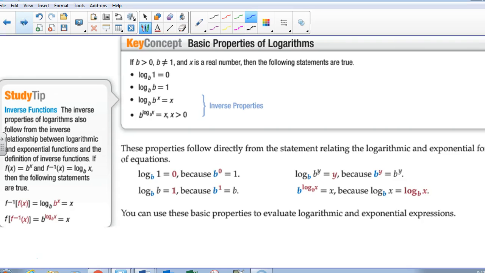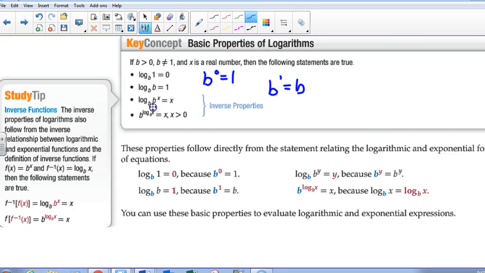That should be review. Now, these are some basic properties that you should also know. The log base b of, so any base, the log of 1 is going to be 0 because it's saying b to the 0 power equals 1. So anything to the 0 power is 1, right? So the log of 1 is always 0 no matter what base it is. When the base and the number are the same, then you're talking about 1 because it's saying b to the 1 equals b. That's always true. So the log base anything of that same number will be 1.